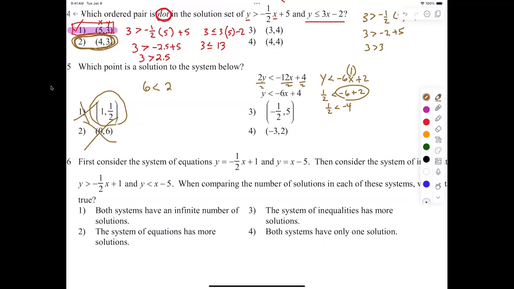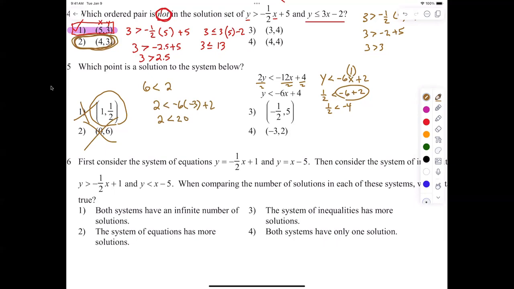Now, would I prefer to do 3 or 4? 4, because there's no fractions. So everybody, let's do 4. Hopefully, we can see quickly what the answer is. So I plug -3 in for X and 2 in for Y. So I end up with 2 is less than -6 times -3 plus 2, is 2 less than 20.